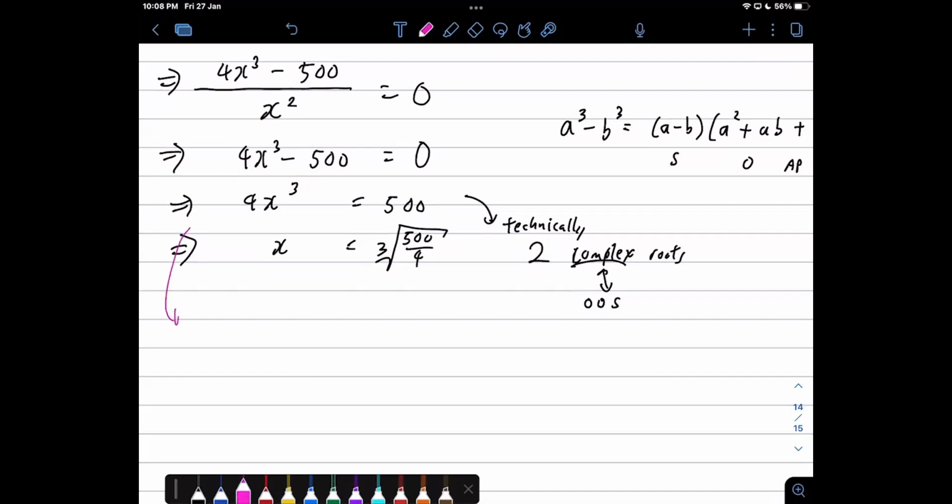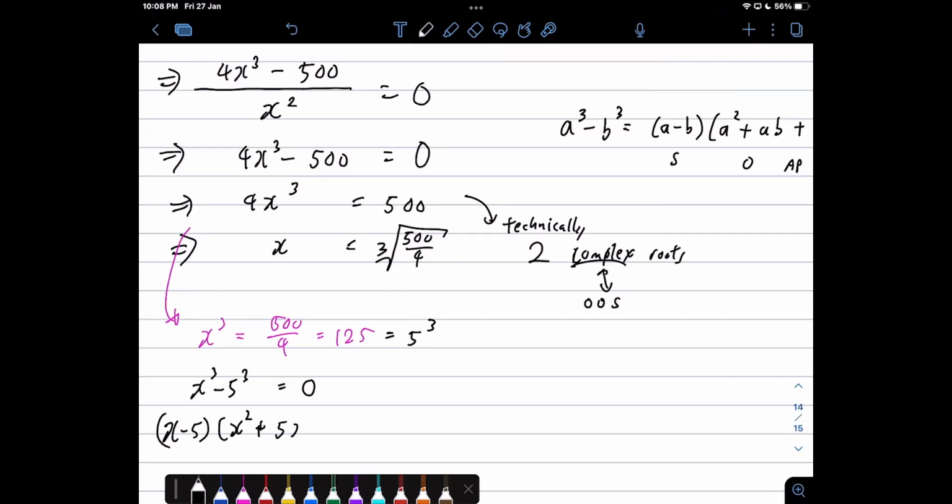Here, you could have gotten x cubed equals 500 over 4. Let's just simplify it first. 500 over 4 is 125, which is really just 5 cubed, right? 5, 5, 25, 25 times 5, 125. So it's actually x cubed minus 5 cubed equal to 0. Difference of cubes. x minus 5, x squared, same, opposite, always positive. So x times 5 is 5x, with a plus sign here, and always positive. So 5 squared, which is 25.